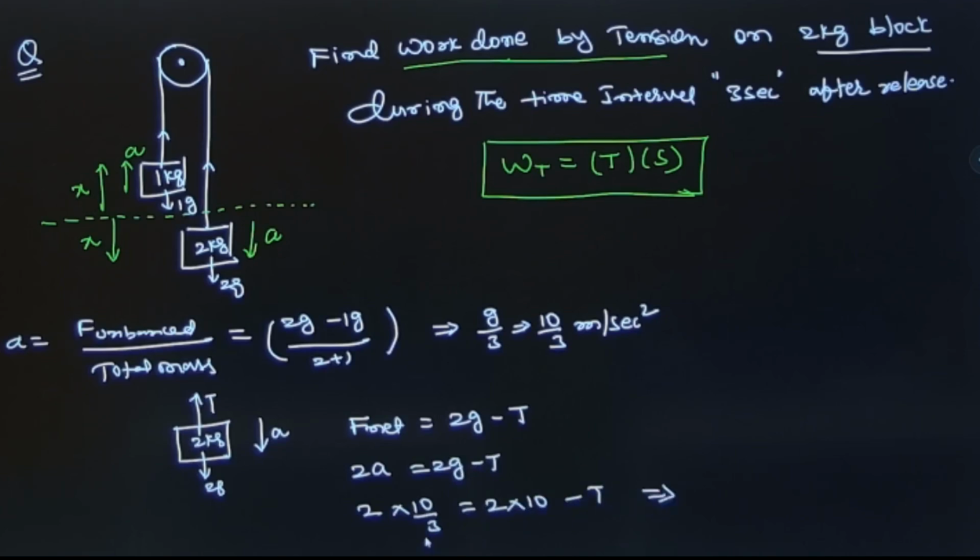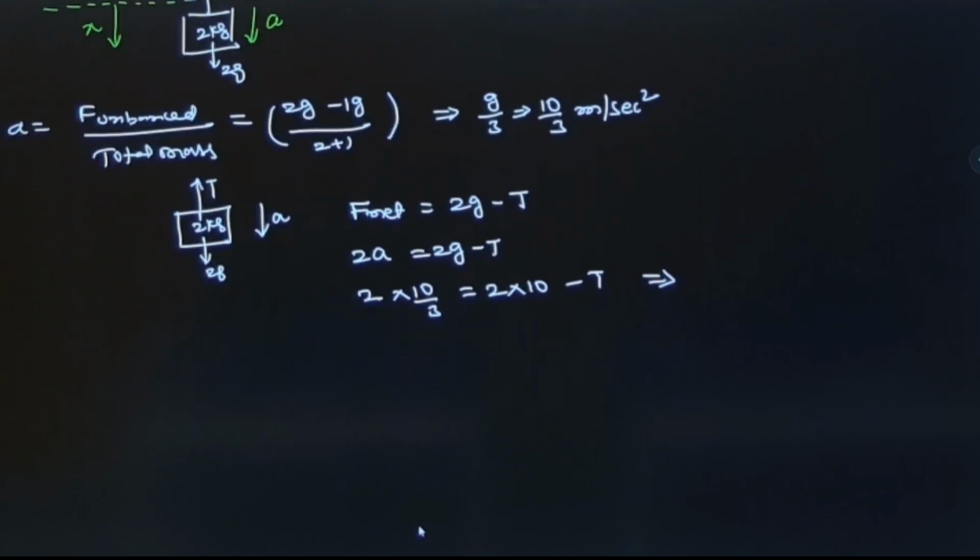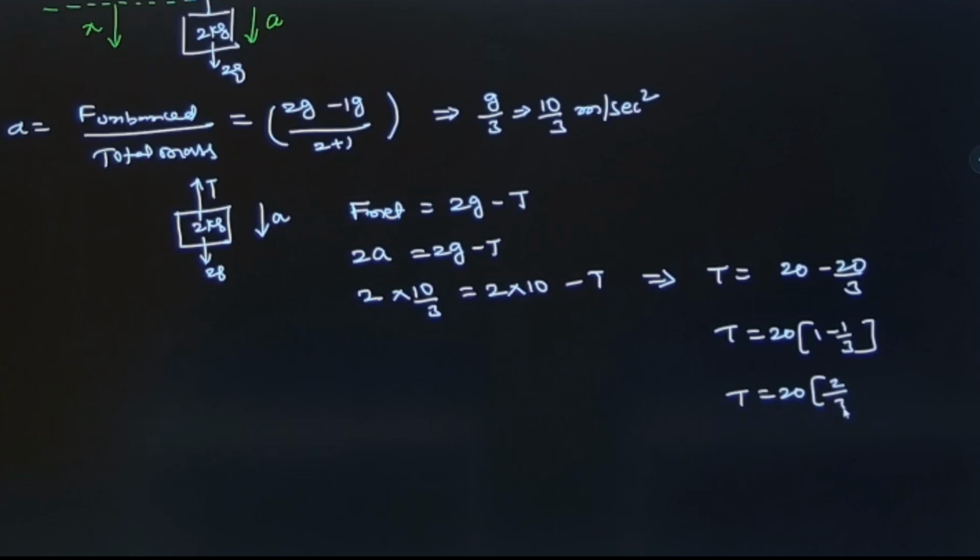So it's 20 by 3, correct? 20 by 3, and I'm simplifying this one. Simplification must be very clear. T is equal to 20 minus 20 by 3. T is equal to 20 common, 1 minus 1 by 3. T is equal to 20 common, it's 2 by 3, correct? It's 40 by 3. This is the tension. 40 by 3 means it's 4g by 3, correct?